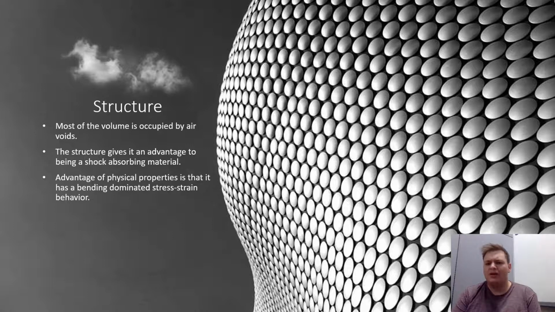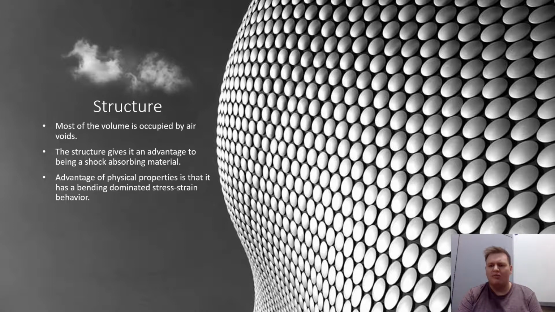Next, I will be talking about the metallic micro-lattice structures. Micro-lattice structures consist of microstruts stacked in different arrangements. Most of the volume is occupied by air voids. Micro-lattice structures are affected by various factors including where the parent material is manufactured and what manufacturing technique is used.